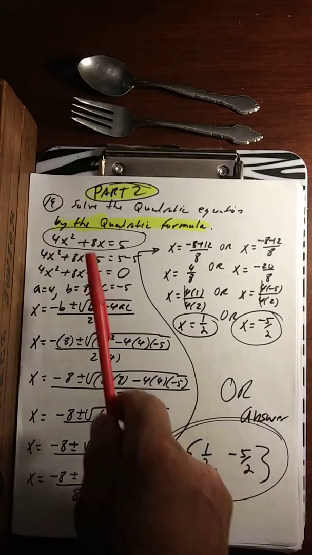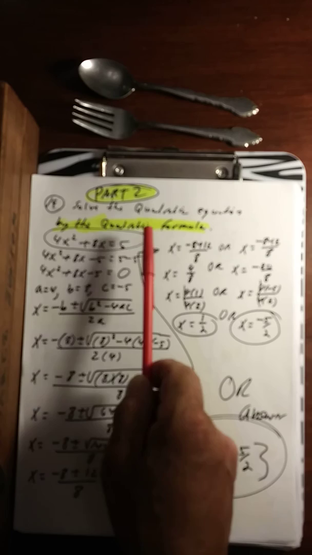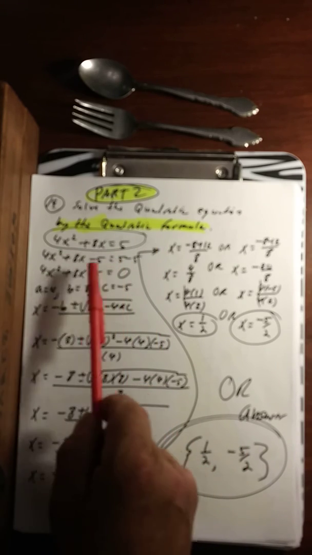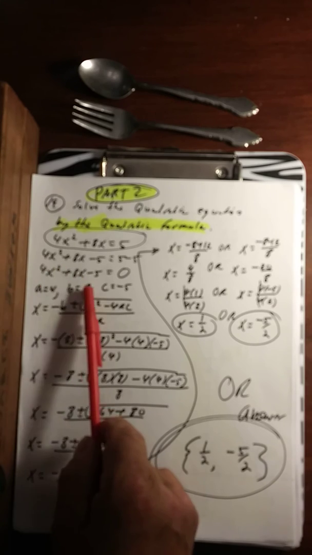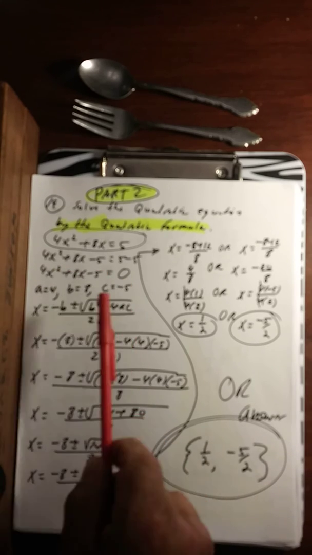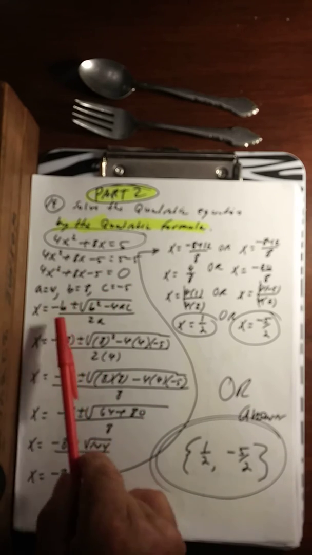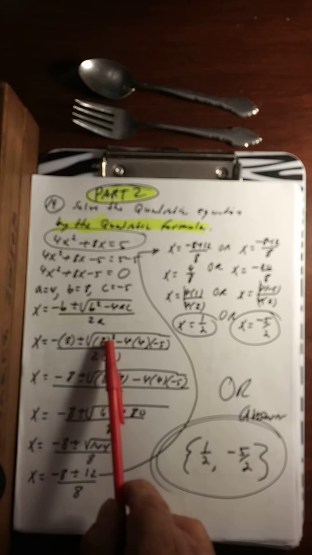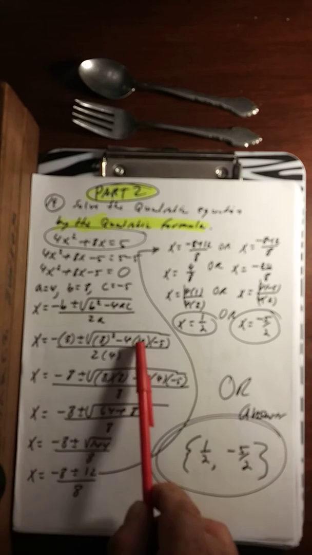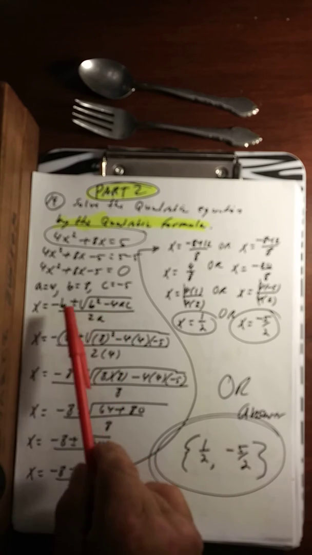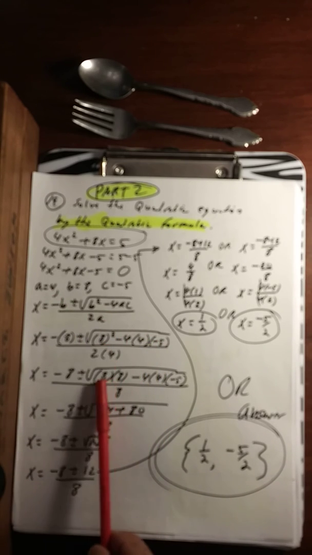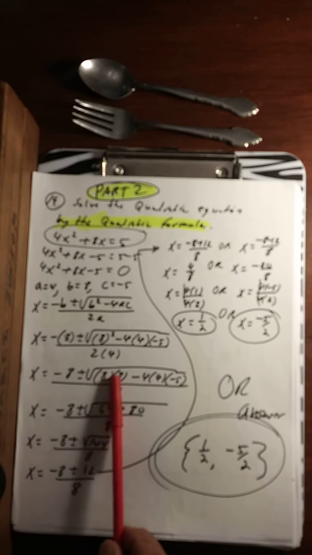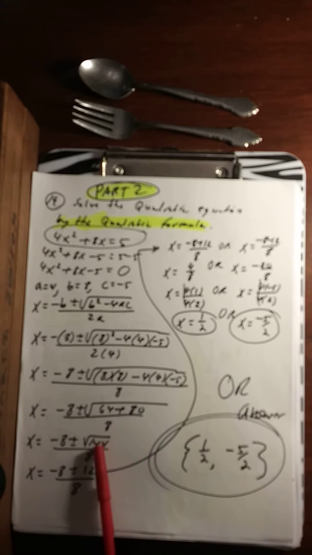Or solve the quadratic equation by the quadratic formula. So again, start with minus 5. 4x squared plus 8x minus 5 equals 0. A is 4, B is 8, C is negative 5. Put the numbers in there. It's negative B, negative 8, plus or minus the square root of 8 squared minus 4 times A times C. A is 4, C is negative 5. So we have 8 squared, which means 8 times 8. 8 times 8 is 64, plus 80 is 144.